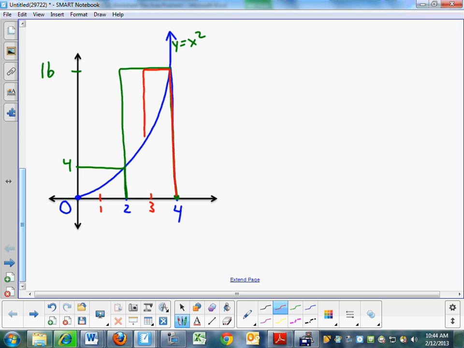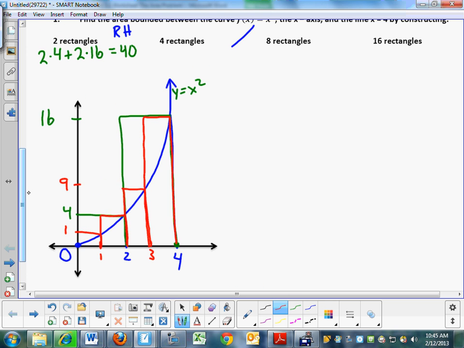What is going to be the height of my first rectangle? 16. The next one I draw going up at 3 and over. What's going to be the height of the one from 3? 9. Then I draw one from 2 up and over. The height of that one is 4, and I draw one from 1 up and over. That is 1.